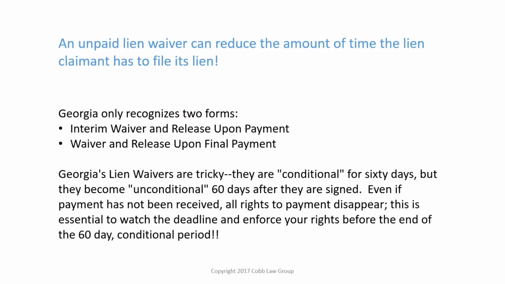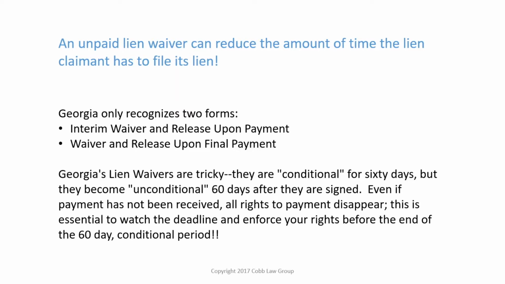And what that means is the lien waiver does not kick in until a condition has been met. So in other words, you'd fill out a lien waiver form that you're owed $25,000 on a project. Upon payment of that $25,000, then you waive your right to file a lien. But as I mentioned, they're tricky. So after 60 days, Georgia's lien waivers become unconditional. What that means is no matter what, it doesn't matter whether or not you have received your payment, you have waived your right to file a lien unless you take certain steps.